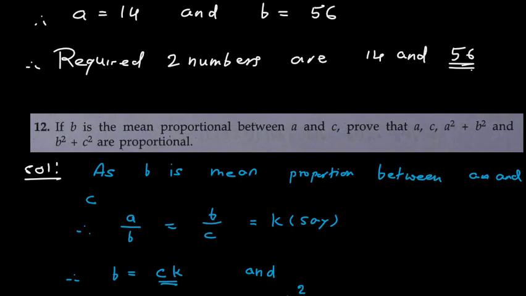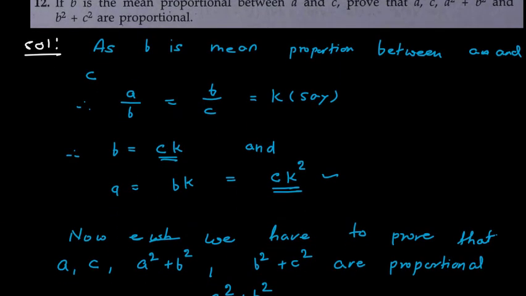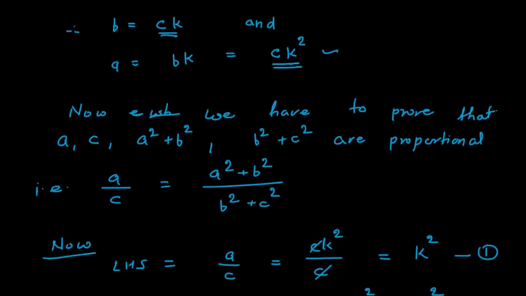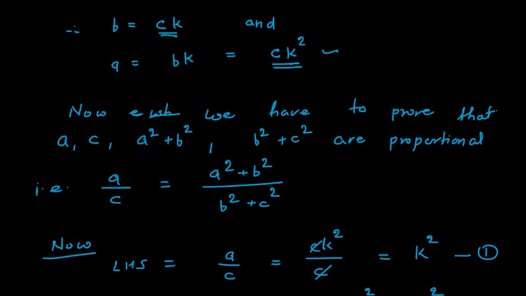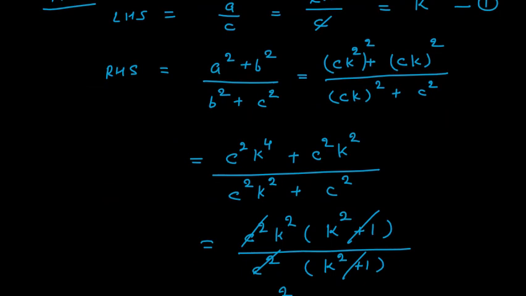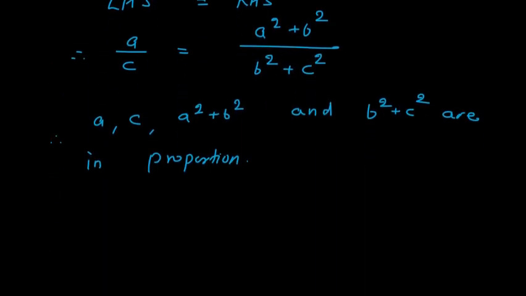I hope you understood how we did this problem. Here the main concept was that you have to assume that a by b equals b by c equals k, and then you first modify the problem, what you have to prove, into a format which can be solved. Then on the left hand side and right hand side you find the values and you get the answer.